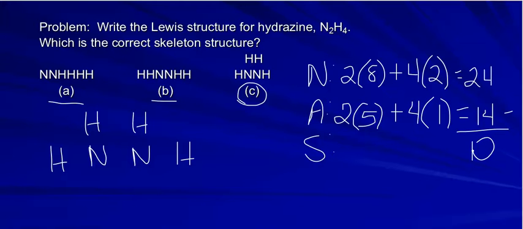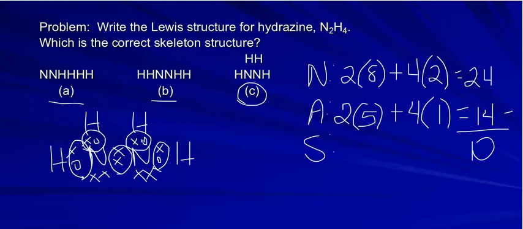So the Lewis structure, hydrogen has 1. Start on the outside and work your way towards the middle. Nitrogen has 5. So there is the correct Lewis structure for N2H4. The number shared, I'll circle those, and there are indeed 10 electrons that are shared.